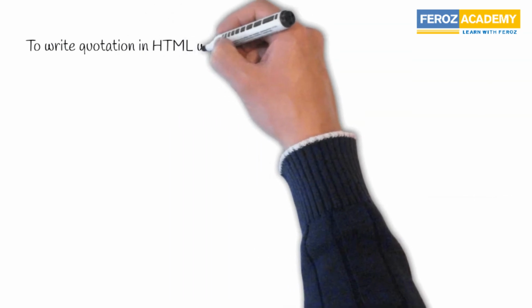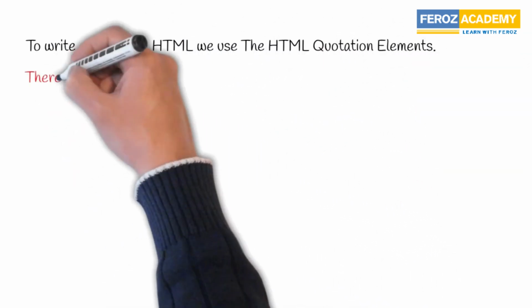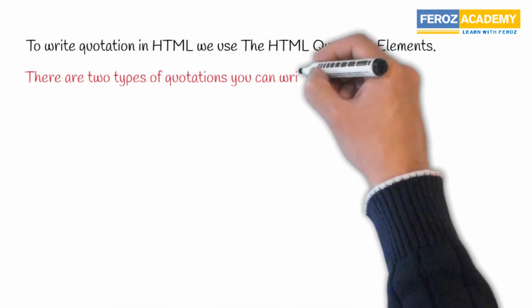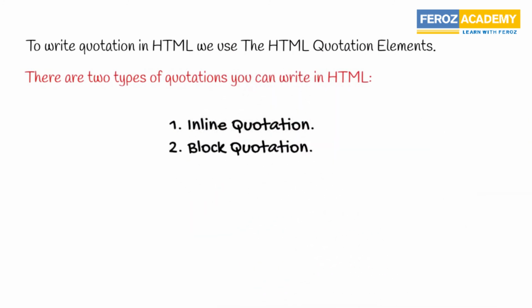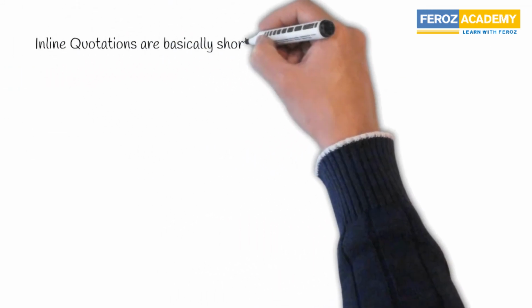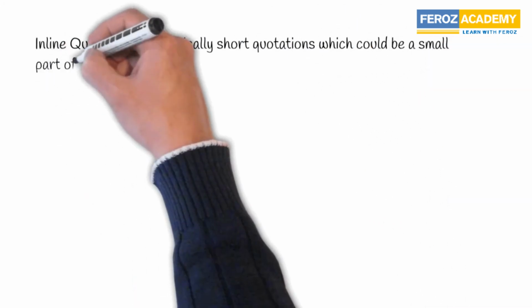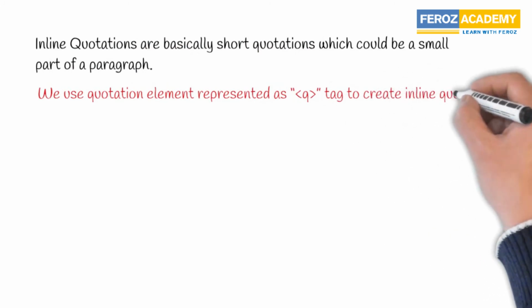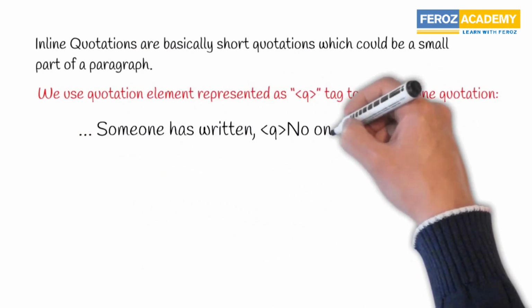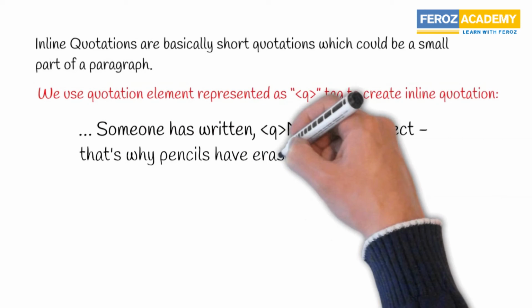To write a quotation in HTML, we use the HTML quotation elements. There are two types of quotations you can write in HTML. One is inline quotation, and the other one is block quotation. Inline quotations are basically short quotations, which could be a small part of a paragraph. We use the quotation element, represented as the q tag, to create an inline quotation. Let's try this example in a browser.